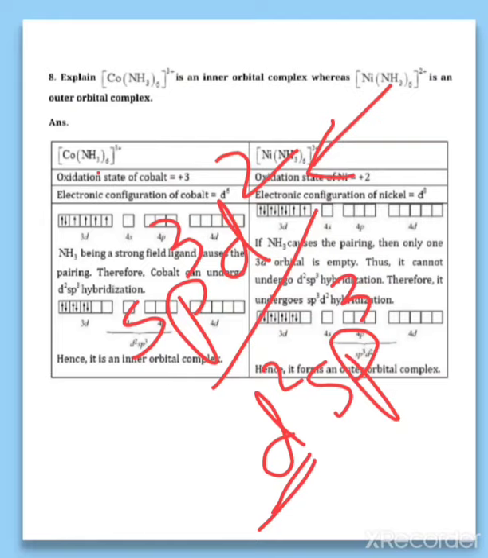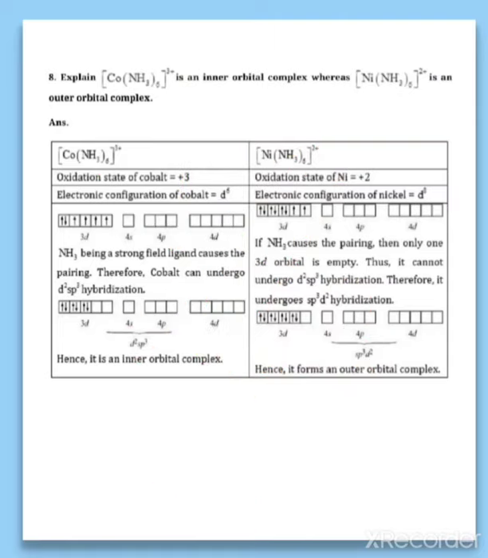So actually what we need to find out here is the hybridization of the first complex which is given here. Because it is given as an inner orbital complex, we have to show that its hybridization is d2sp3, and for the other the hybridization should be sp3d2, that we have to prove here. So we are doing the hybridization for this. First of all we have to find the oxidation state of the central metal ion, that is +3.